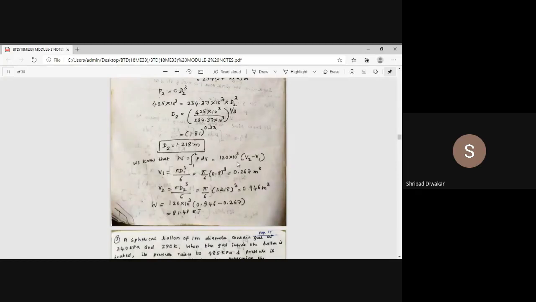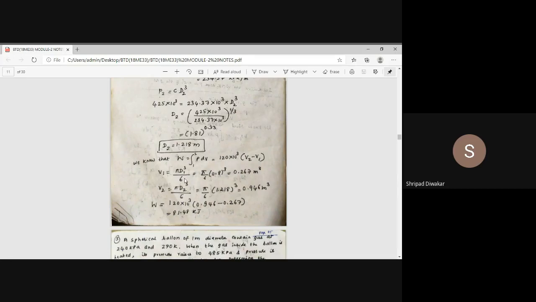We have to take the initial condition pressure. Don't take the final condition pressure here, remember. So while solving the problem, you have to take the initial condition. Initial condition is 120 kilopascal into V2 minus V1. And the shape of the balloon is spherical. We know that the volume of a sphere is given by pi d cube divided by 6. So using that equation, we have to find out the value of volume 1 and volume 2. So V1 equals pi d1 cube divided by 6, and V2 is pi d2 cube divided by 6.